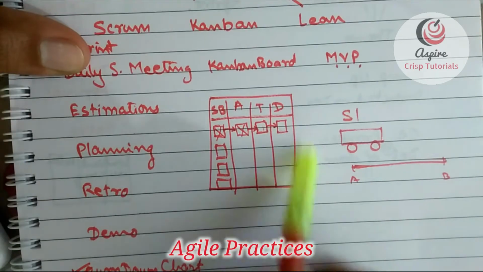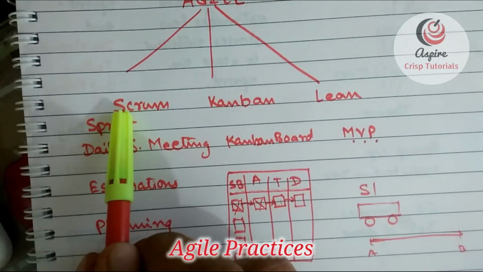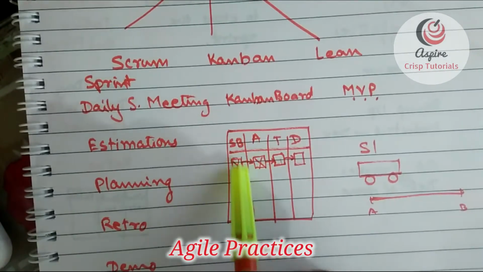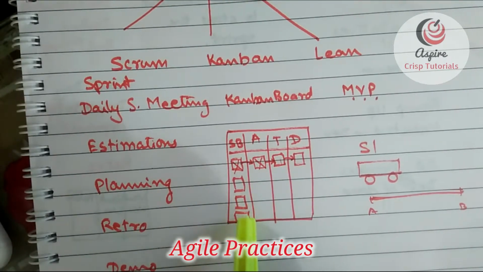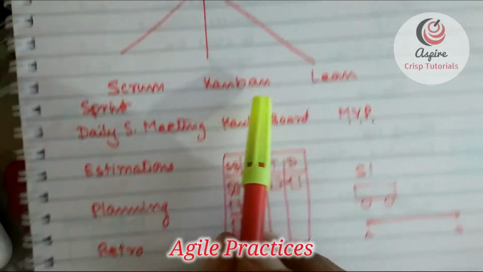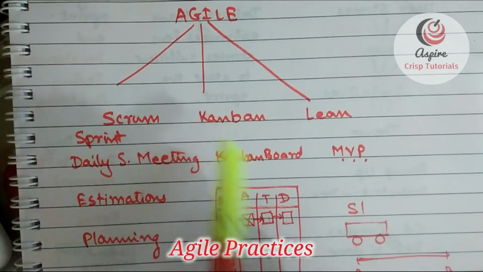So if you follow this kind of a practice, it does not come from Scrum. Although you might believe that I'm writing Scrum user story numbers, user story names here, that does not mean it really comes from Scrum. The idea was given to us by Kanban.